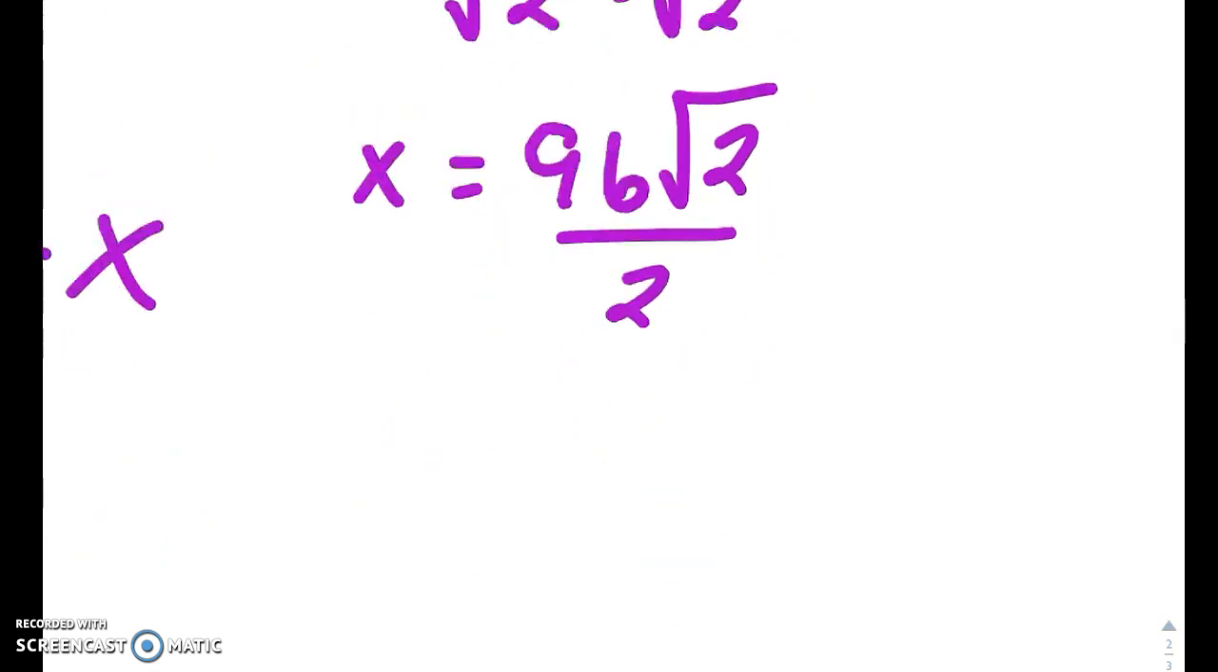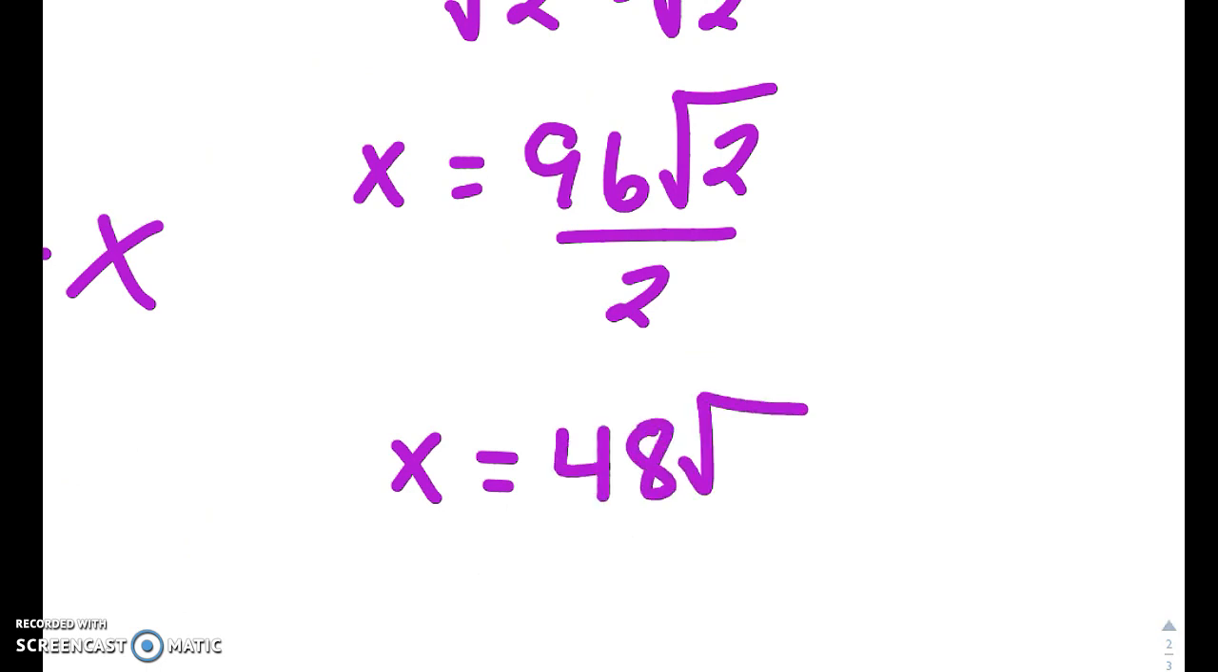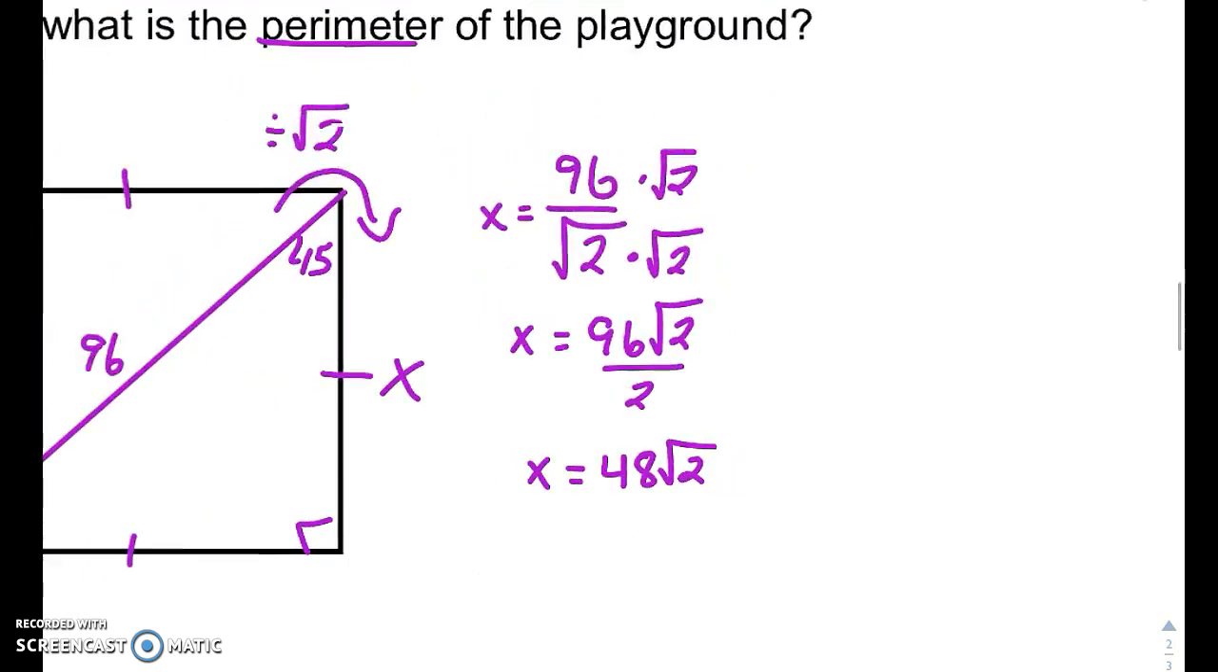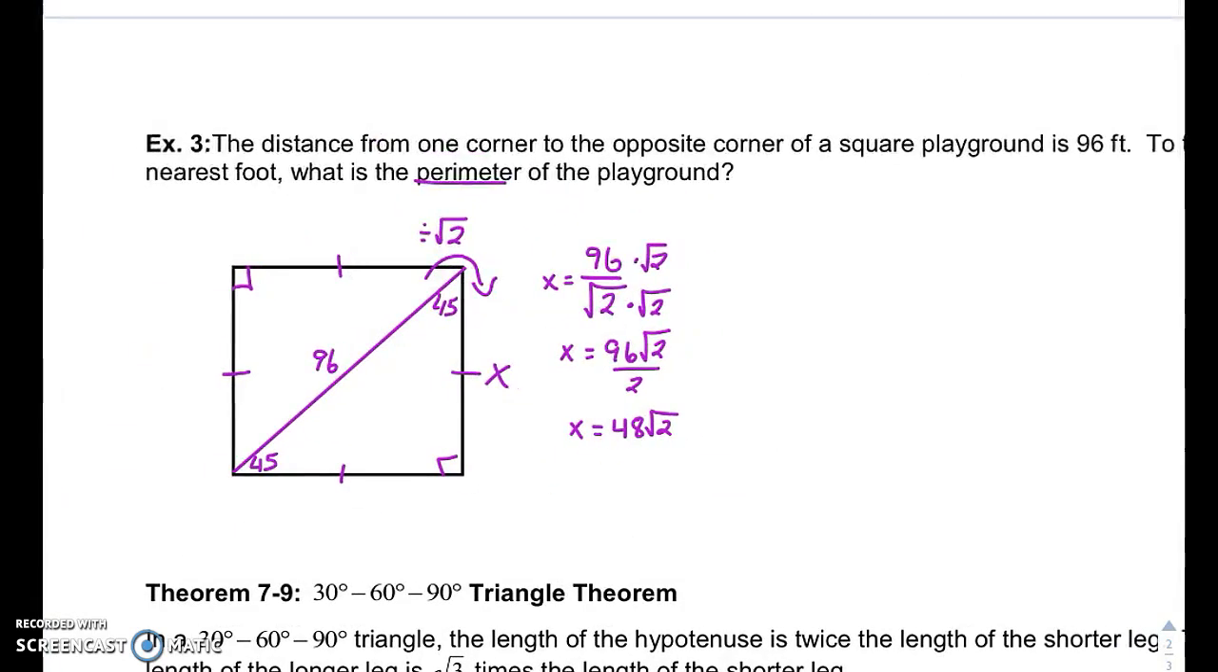And 96 divides by 2 evenly. That is 48. Goodness, that took me a minute, guys. Okay, so now we need to find the perimeter of the playground.